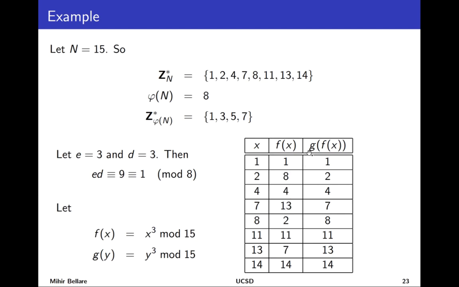What happens when you apply g to f of x? Well, you're taking whatever is here and cubing it mod 15. If you do that, you notice that this column is identical to this column, and that's what it means that the two reverse each other.